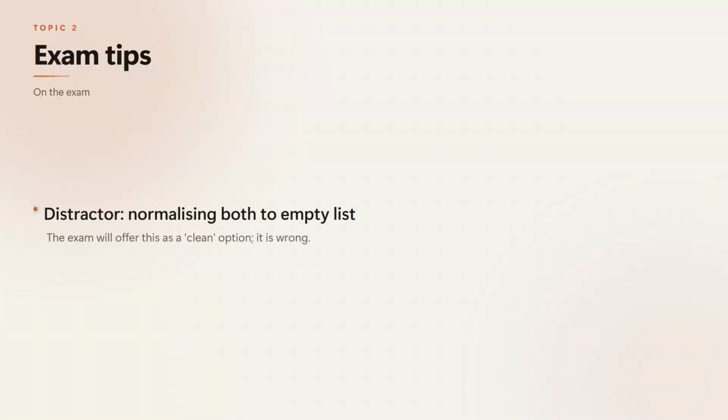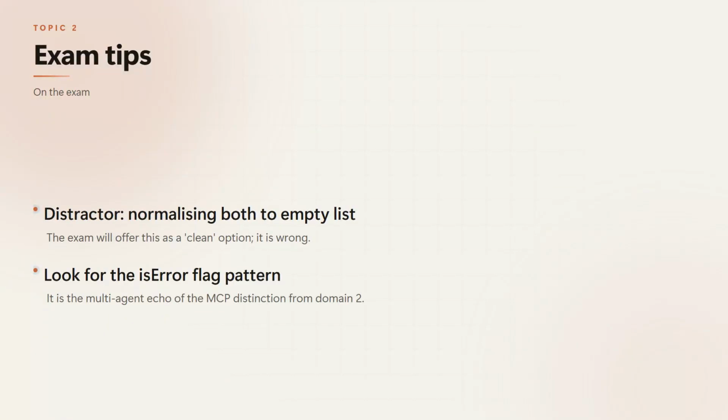On the exam, the most common distractor is normalizing both states to an empty list because the coordinator just needs the results. That answer is wrong because it hides the information needed for retry and honesty. Also watch for options that add a confidence field to empty results, that confuses result certainty with source reachability. Remember, this is the multi-agent form of the MCP isError distinction, and the correct answer will always preserve the difference between "I could not ask" and "I asked and there was nothing."